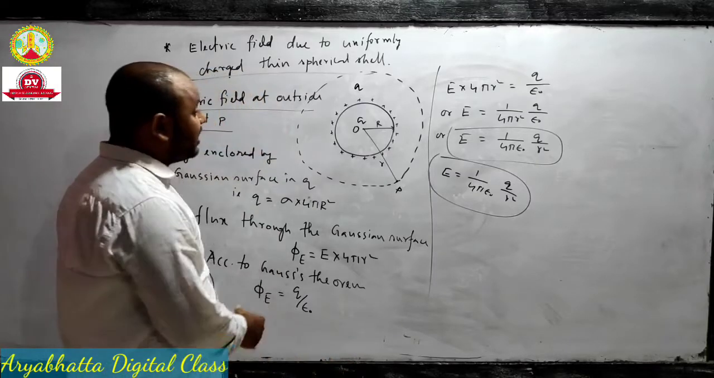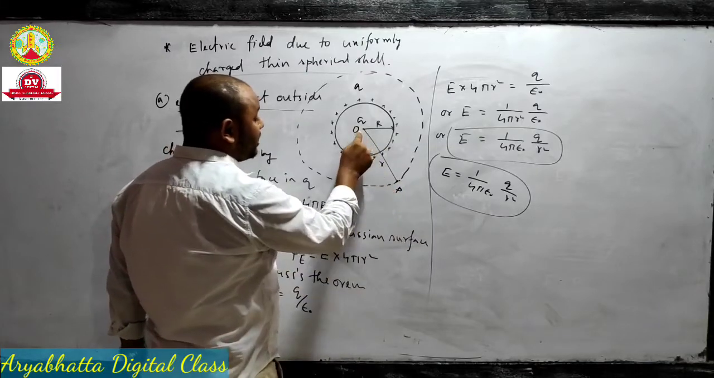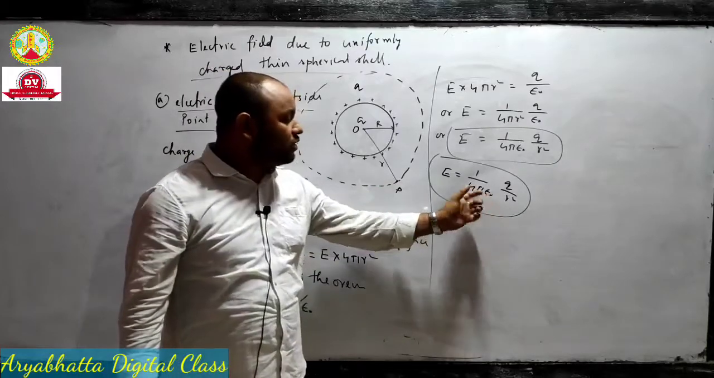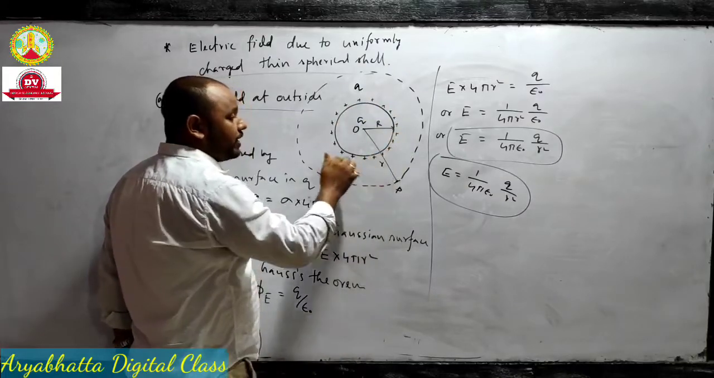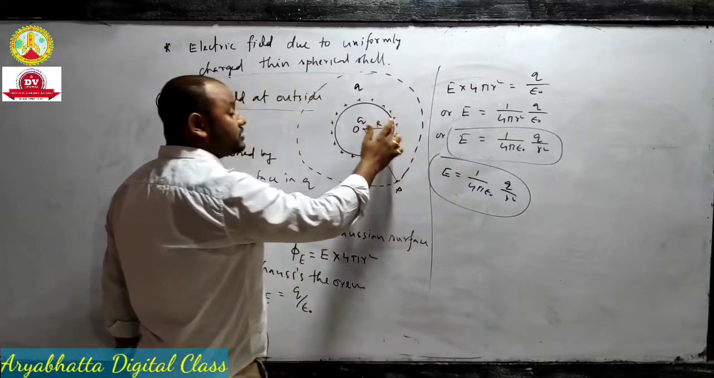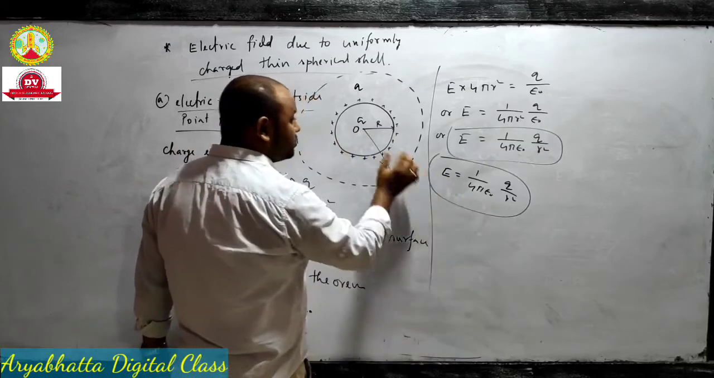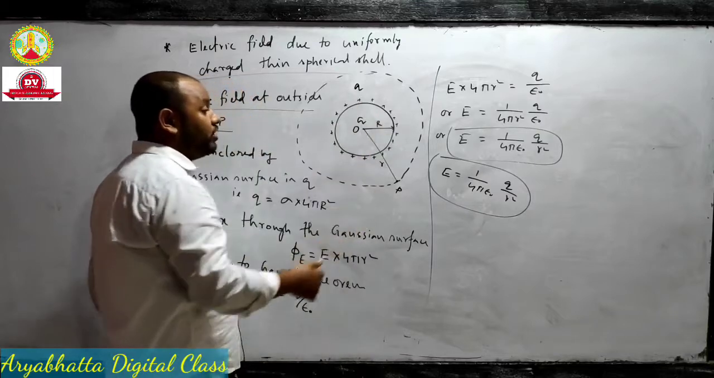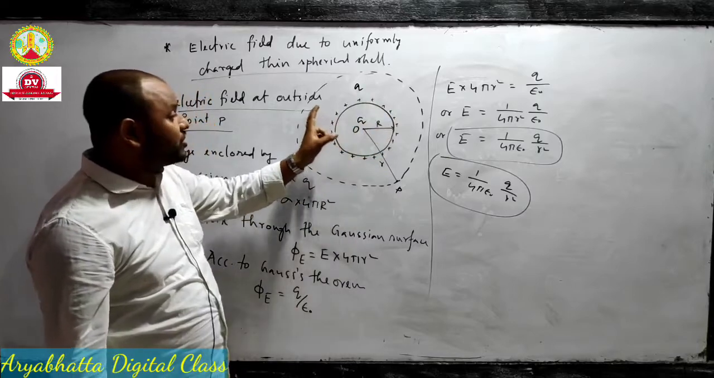But if the charges are not on the surface, if the charges are at the center, then the electric field at the same point will be the same. This will be the electric field. Where are these charges? On the surface. For that I got this electric field. If the charge were at the center instead of the surface, the electric field would be the same. That means the charges are distributed over the sphere, but it behaves as if the whole charge is concentrated at the center.